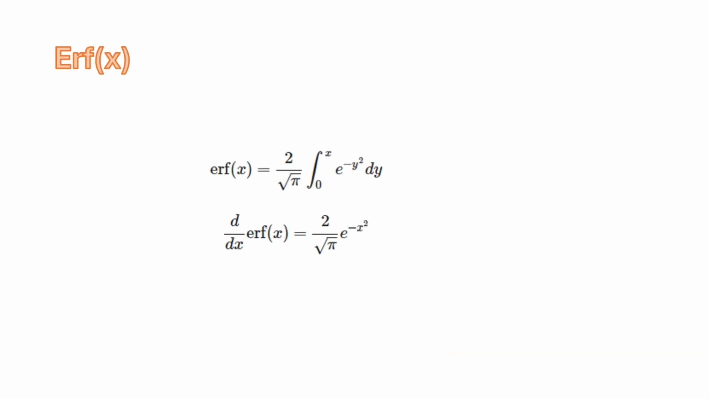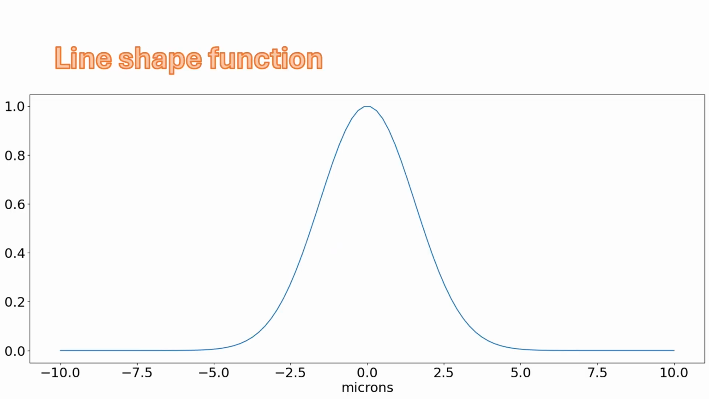And so the ERF function is just assuming we have a Gaussian impulse response across an edge, we would integrate that response. The derivative is the Gaussian. Of course, the Fourier transform of a Gaussian is still a Gaussian. So for this particular example, when we take the fitted data, this is what the line shape function looks like. So this is a cross section of the MTF.